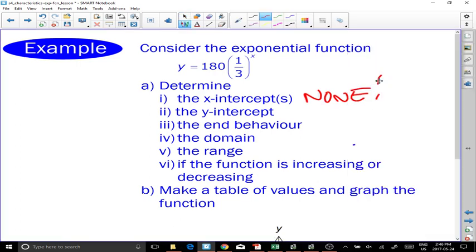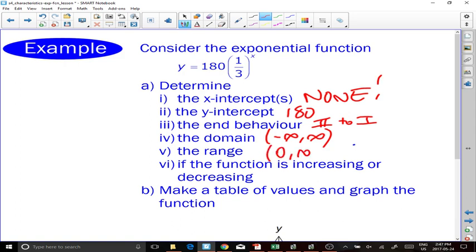What's the y-intercept here? 180. What's the end behavior? Quadrant 2 to 1. What's the domain? Negative infinity to infinity. That's right. What's the range? Round bracket on the 0. Is the function increasing or decreasing? Decreasing, correct. B is between 0 and 1, so this one's decreasing.